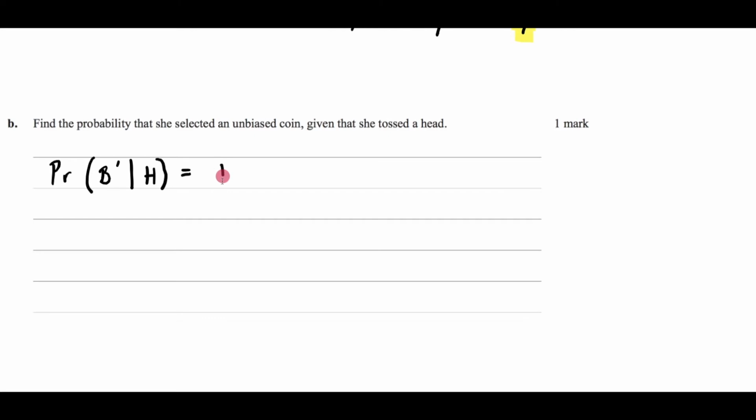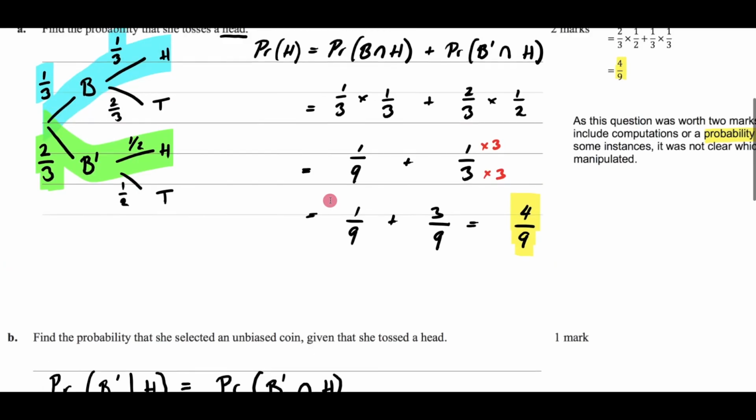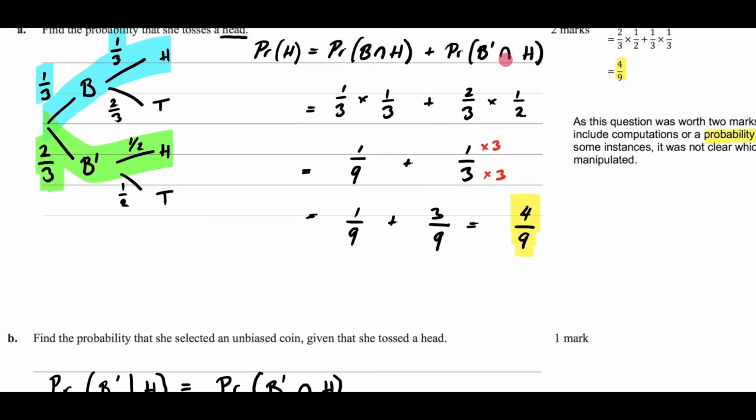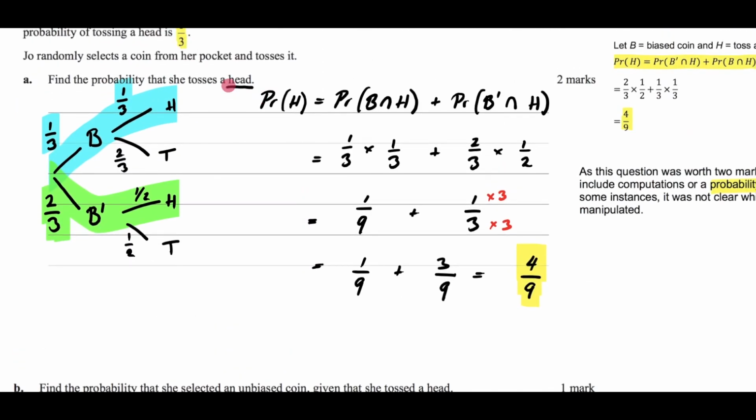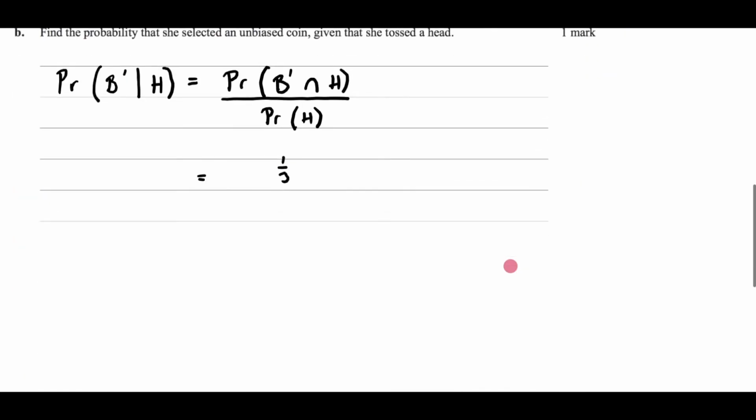So that means what we're going to be figuring out is the probability of unbiased intersection with tossing a head over the probability of tossing a head. And we've actually done all that working out in part A. The probability of getting an unbiased coin intersection with a head, we know is going to be 1 over 3. So let's write 1 over 3 here. And the probability of getting a head is exactly what we figured out, the probability of tossing a head. So that's 4 over 9. So it's going to be 1/3 divided by 4 over 9.